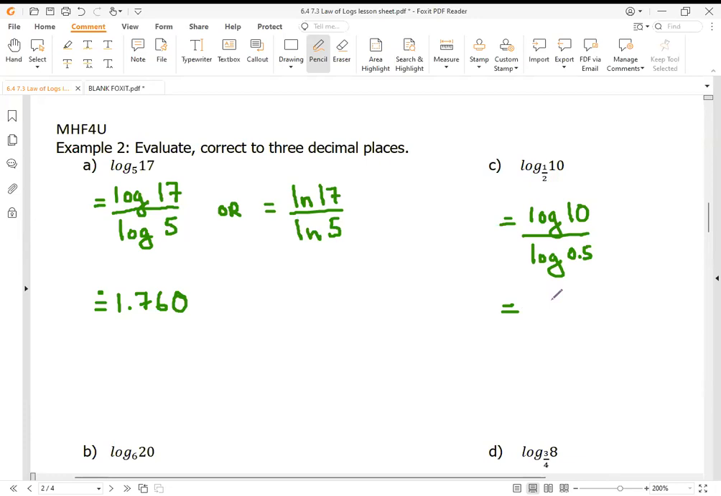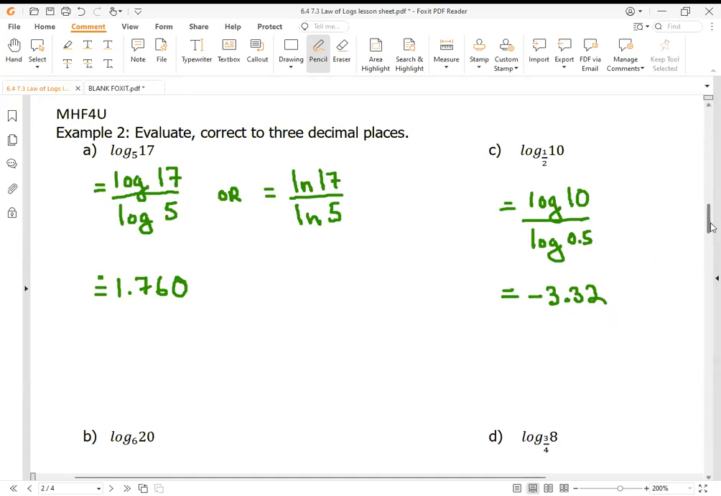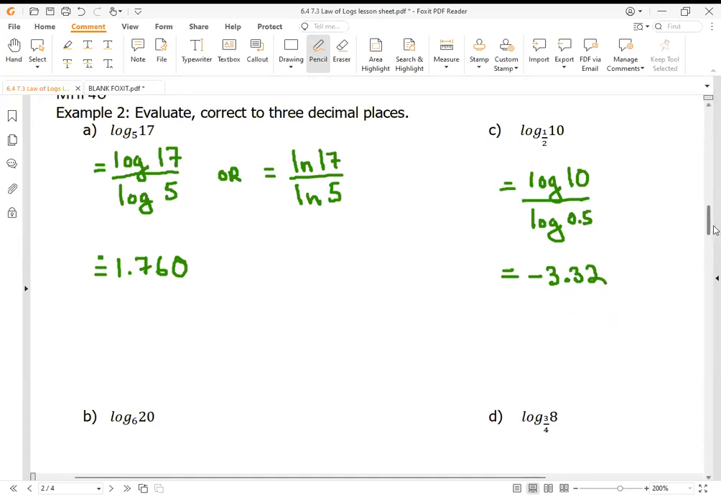Harry, could I ask you to do it? Negative 3.32. Everyone else confirm? A negative log of this over... Yeah, that makes sense. Log of 0.5 should be a negative. Great. And that's it. Of course, the questions can get harder.